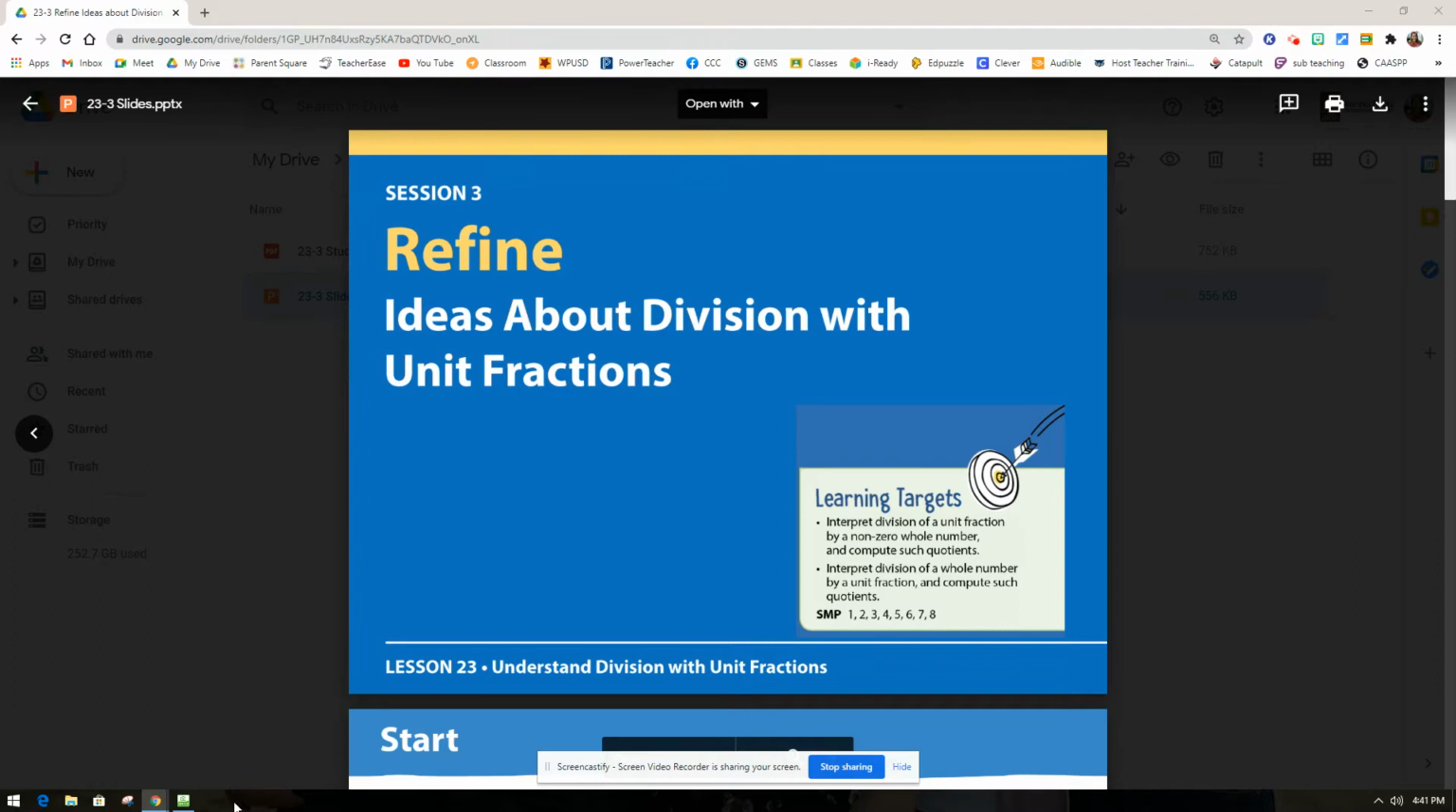This is when we take everything we've learned about dividing with unit fractions, and we show everything that we've learned over the last few days. We're going to be working in our Ready Classroom math workbook on pages 467 and 468. It's not that long of a lesson today.